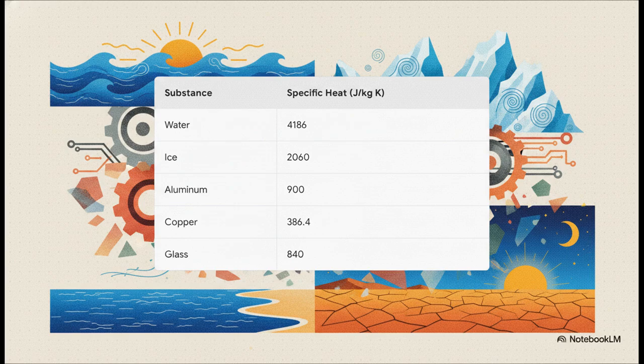Use this as a mental shortcut. Because water takes so much energy to heat up and cool down, our oceans perfectly regulate global climates. Meanwhile, deserts, which lack all that water, bake during the day and freeze incredibly cold at night.